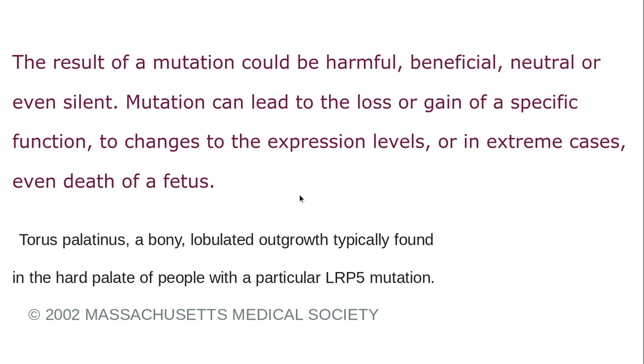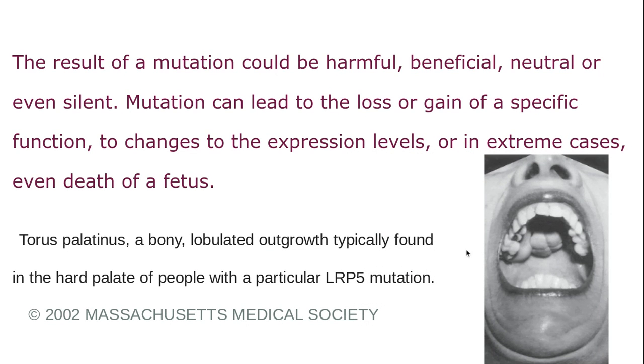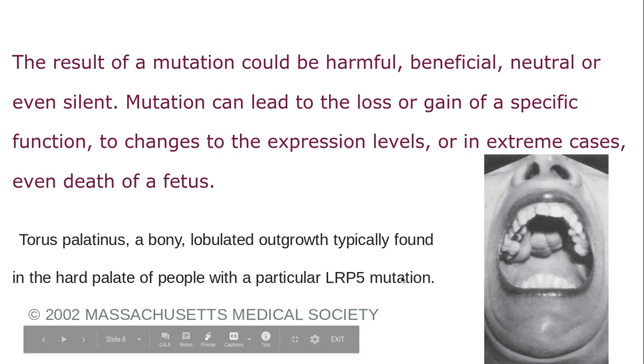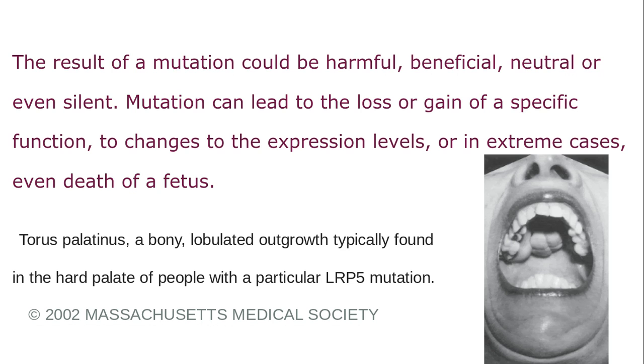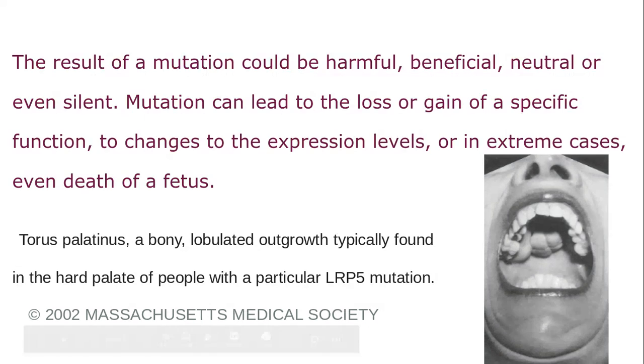You're going to look right now at a torus palatinus, which is a bony, lobulated outgrowth typically found, so you can see it right there, in the hard palate of people with a particular LRP5 mutation. So that's from a mutation right there. Now, oftentimes, that mutation gave also super strong bones. So they discovered this mutation when this guy got into a car accident and got killed, or didn't get killed. He was totally fine. Sorry.